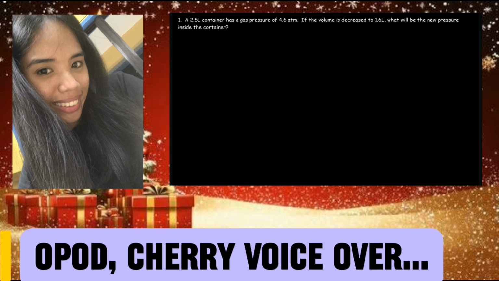Now let's work on some problems. Number 1: a 2.5 liter container has a gas pressure of 4.6 atm. If the volume is decreased to 1.6 liters, what will be the new pressure inside the container? Well, let's make a list of what we have.